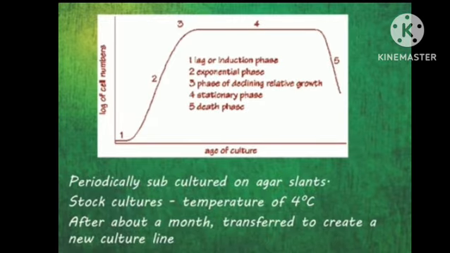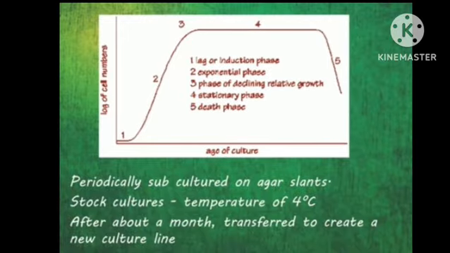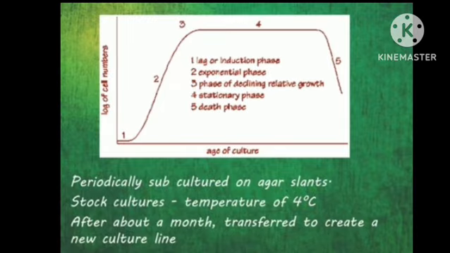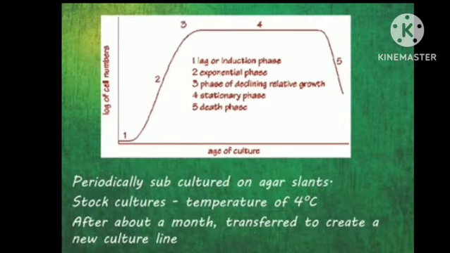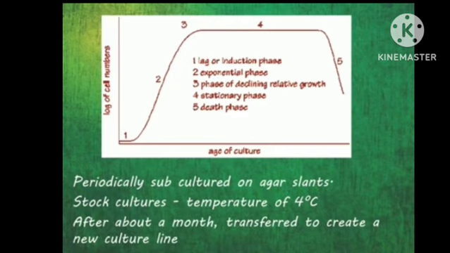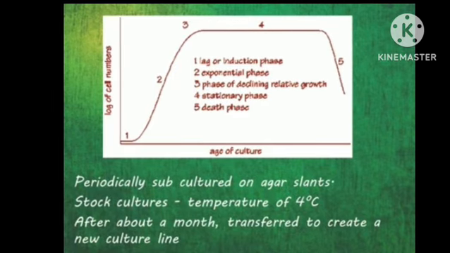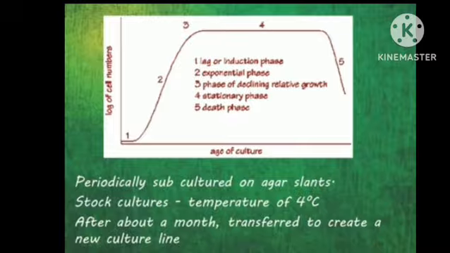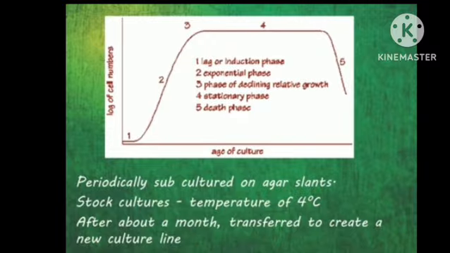And the third phase is the declining relative growth phase. The growth rate slows down, nutrients start depleting and waste accumulates. And the stationary phase: cell growth and cell death balance, the curve becomes flat, and nutrients are limiting. And the death phase: cell death exceeds cell division, and cell number decreases sharply.